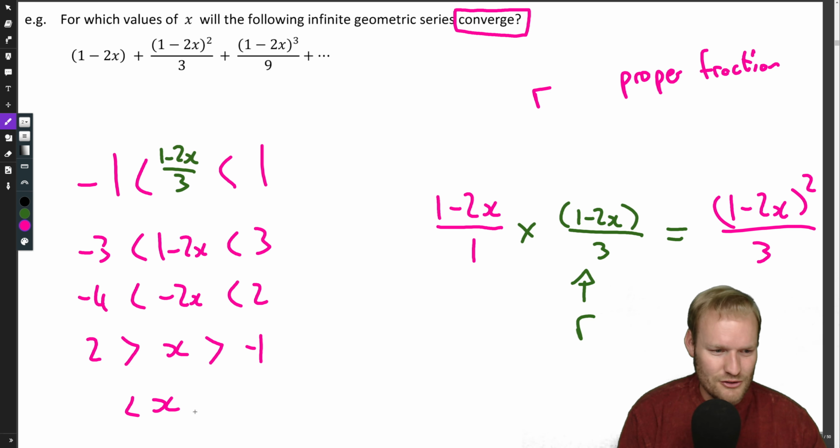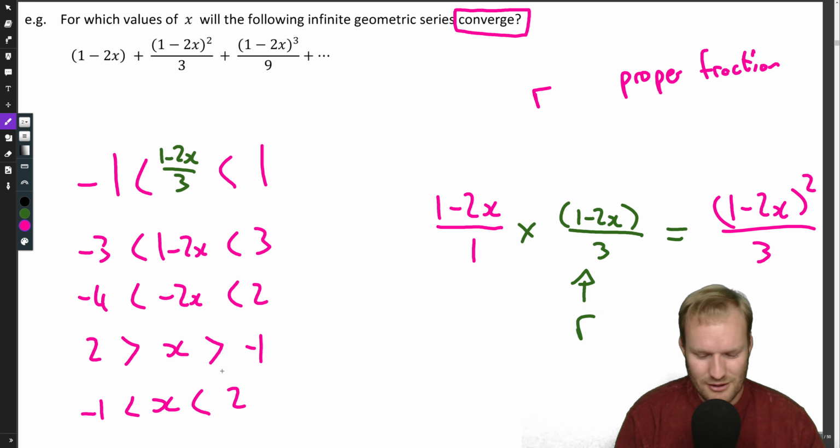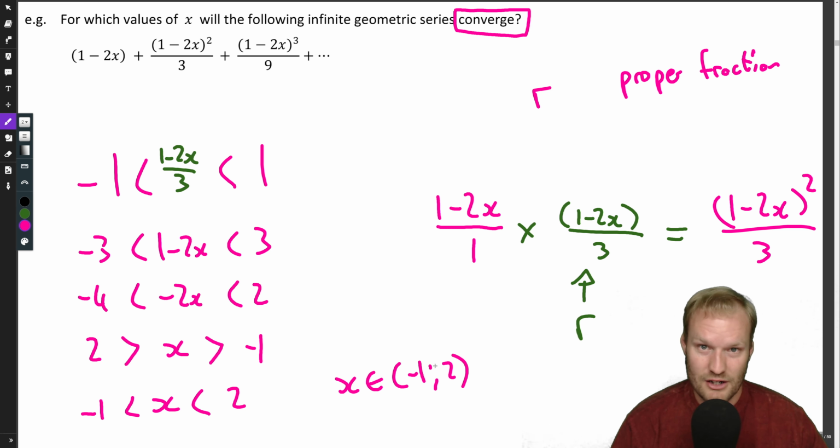Now, I like to just write it in order. It feels a bit strange to have it in that above order. So x is between -1 and 2. Remembering that x is probably any real number, you could also have written it this way: x is an element of (-1, 2). There we go. We found all the values of x for which it will converge. See you in the next one.